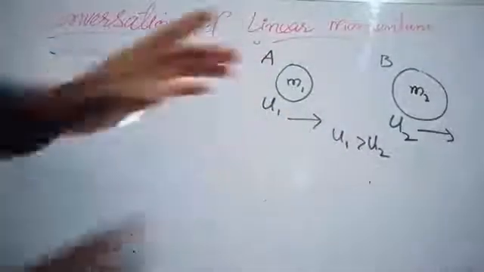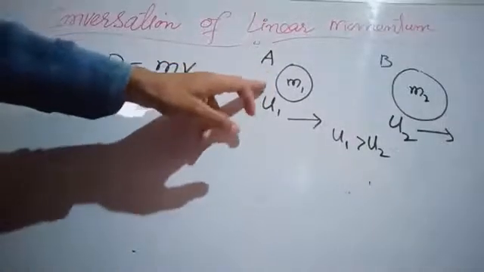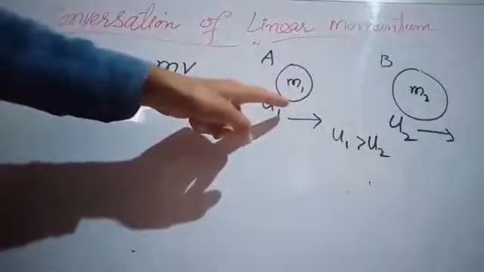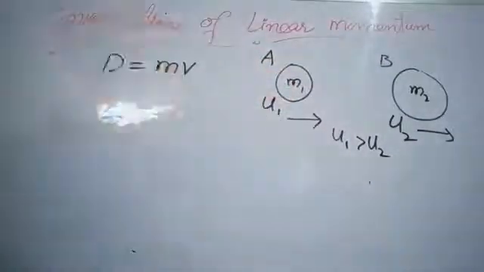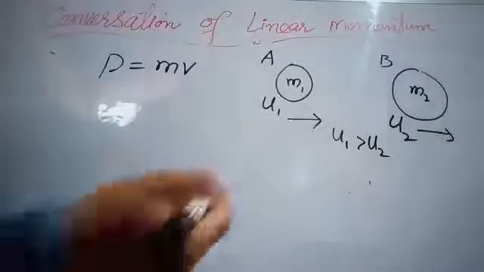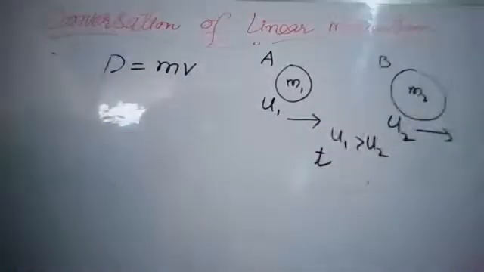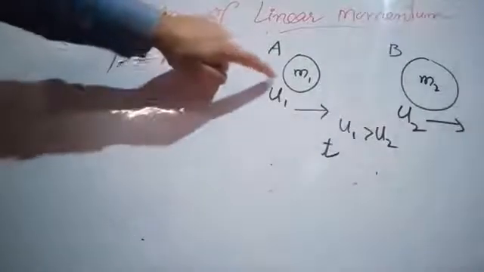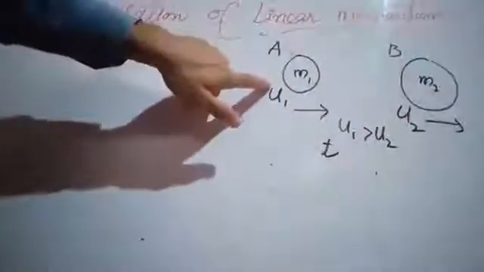They will collide at one point because this object is moving with greater velocity, and this object is moving with slower velocity. This means that if they are moving in the same plane and in the same line, they will collide with each other. When the collision takes place, let that collision last for time t. Now, when the collision takes place, this object will impart a force on this object, and this object will impart a force on this object.